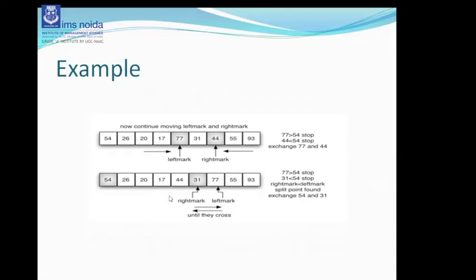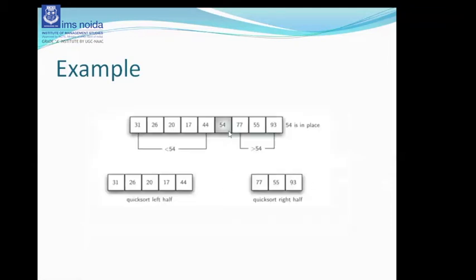After moving the left mark to the right side, the right mark will move to the left side as we process all these things. The next element is 31, which is actually smaller than 54. So it will come to this list. And finally 31 will be swapped with 54, and you'll get 54 here and 31 at this position.